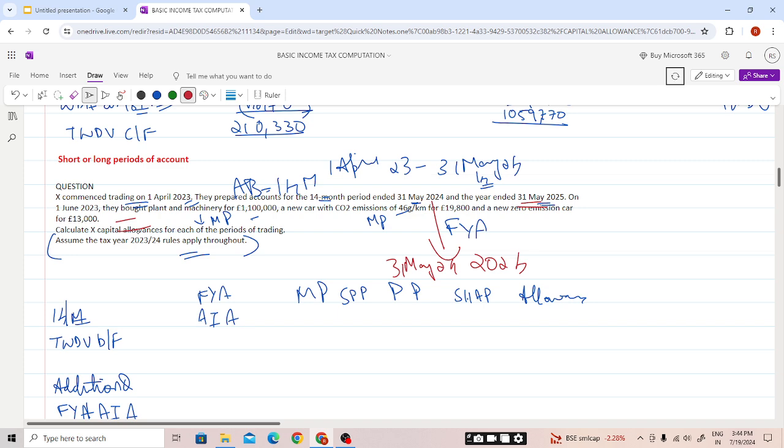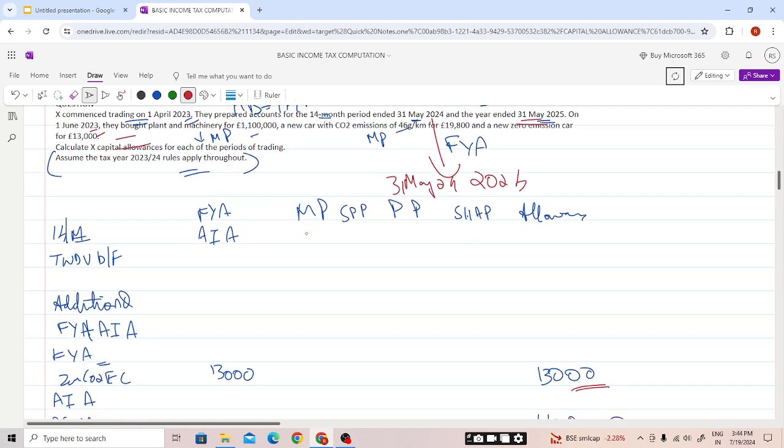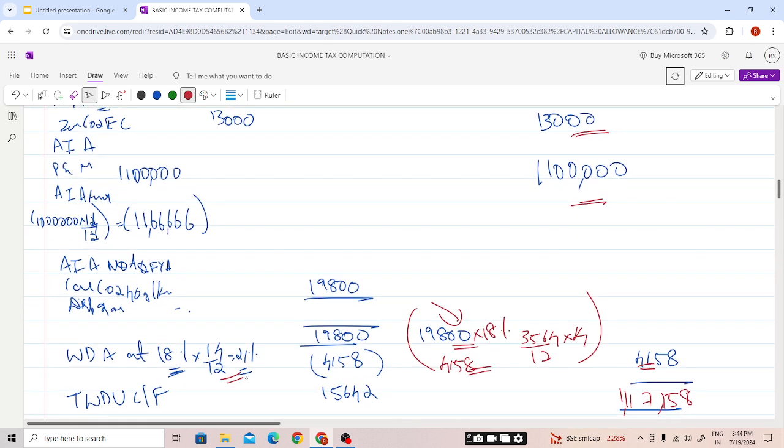And students, here keep in mind, it is 1st June 2023. Now we have calculated the WDA for the whole 14 months, but the asset has not been used for the whole 14 months. In calculation of capital allowance, the date of purchase is irrelevant. Please do keep in mind.